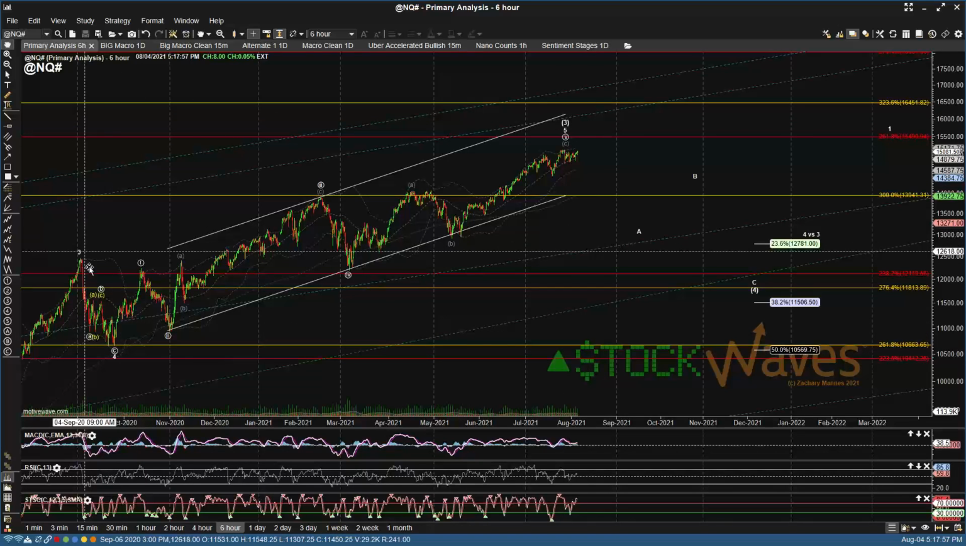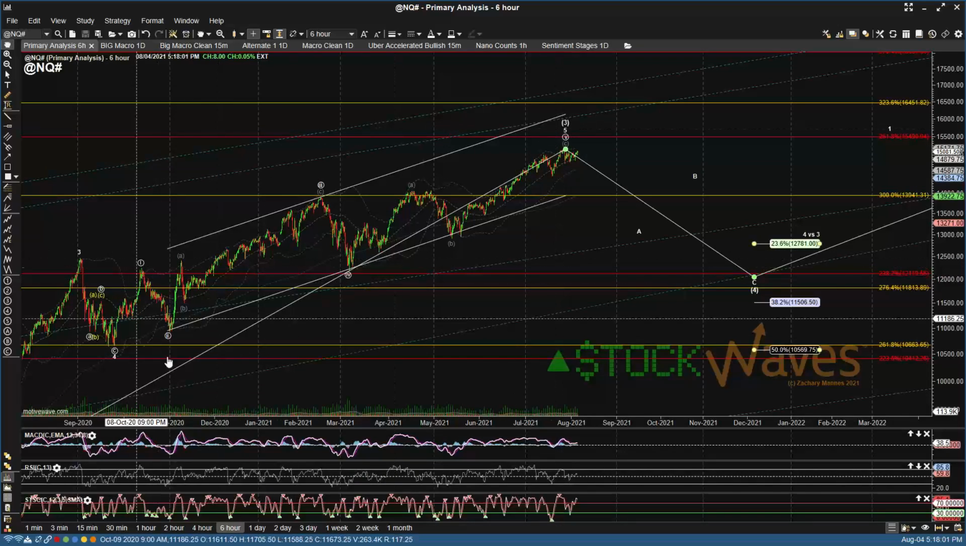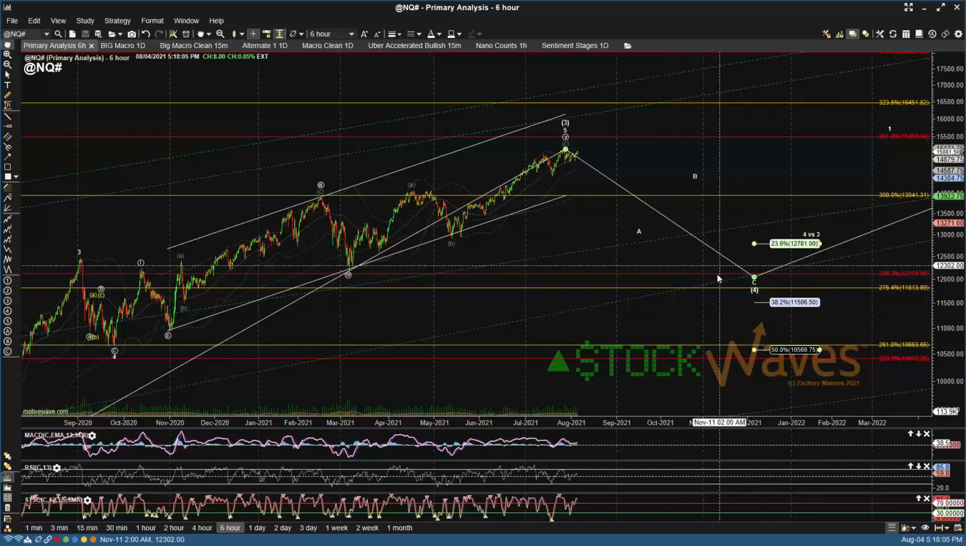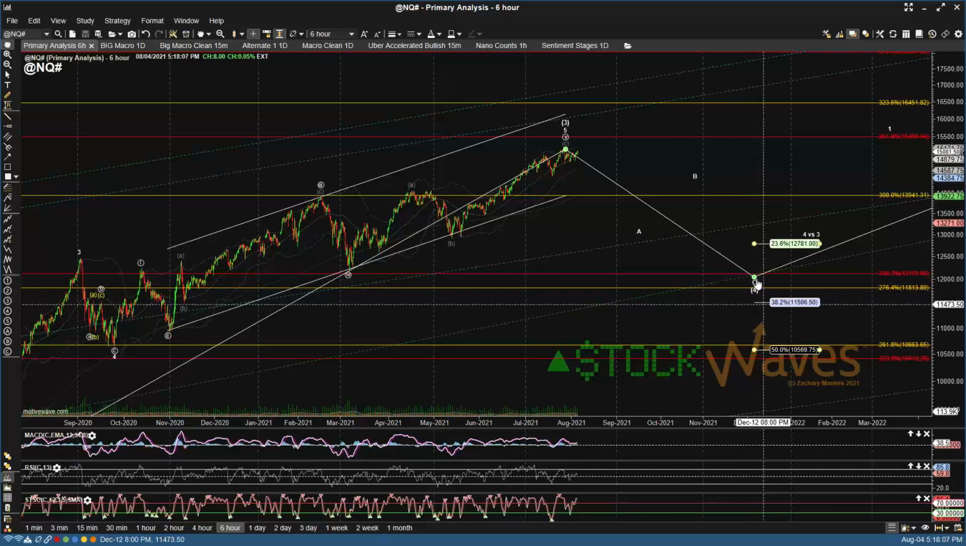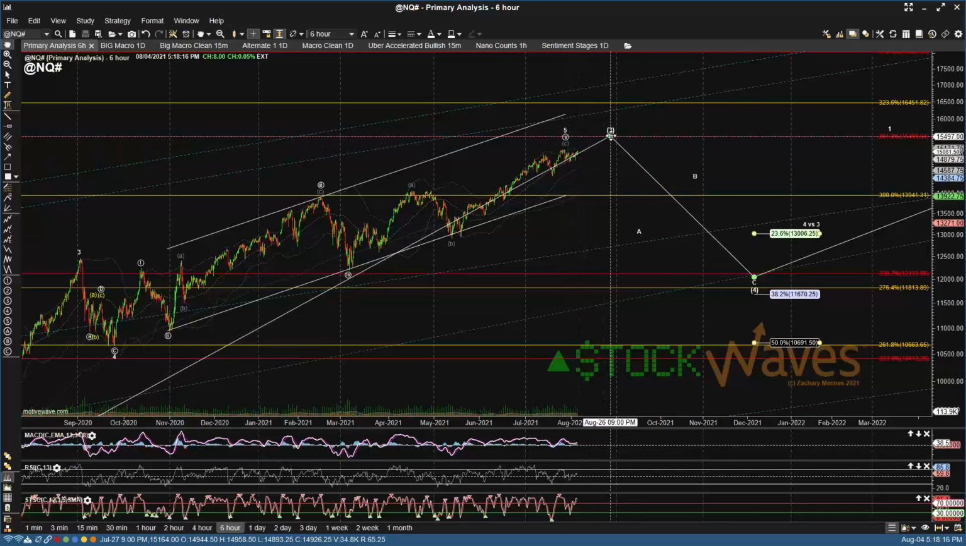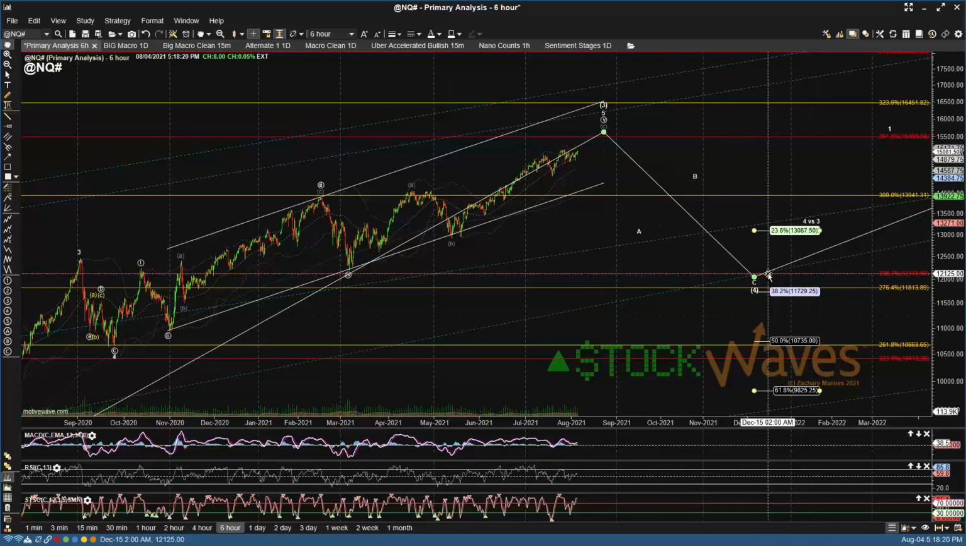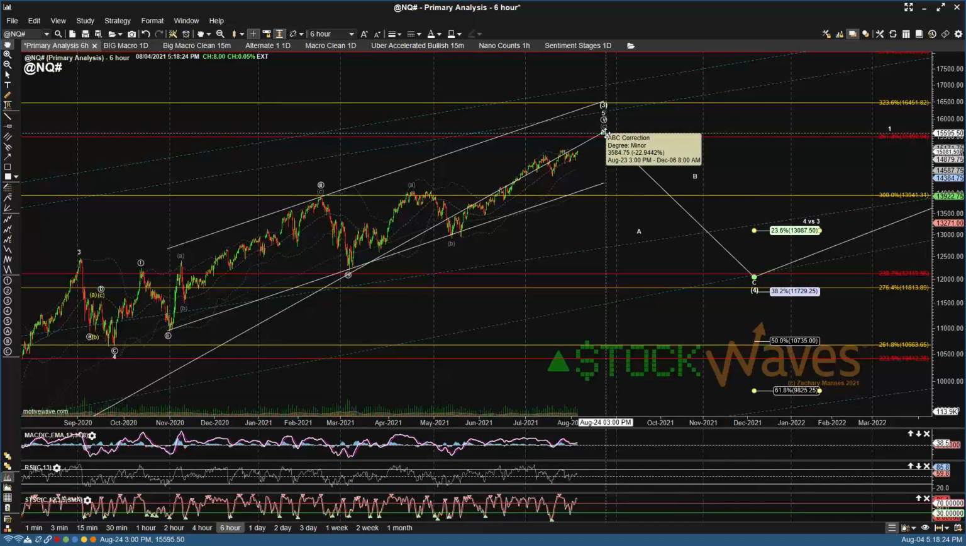So that's this smaller degree 4th wave inside the parentheses 3. Or inside this wave 2. So we have a lot of confluence in this 12,000 to 11,500 region for support for that larger degree 4. Certainly if we do get more extension up towards the 15,550, then that can raise this up even closer to the 12,000 region as the 382 retrace.